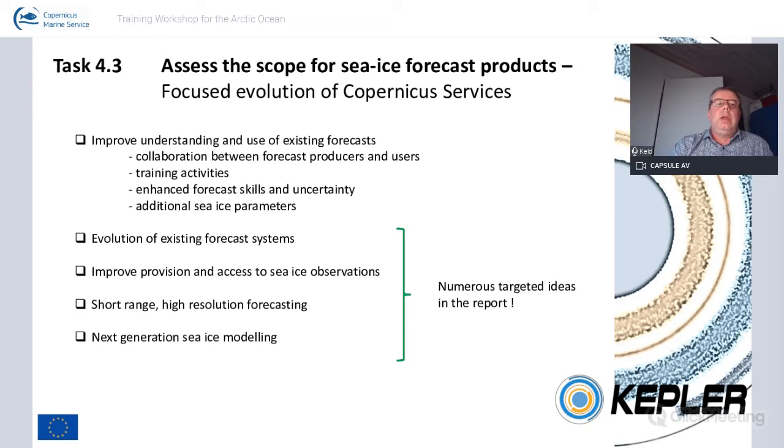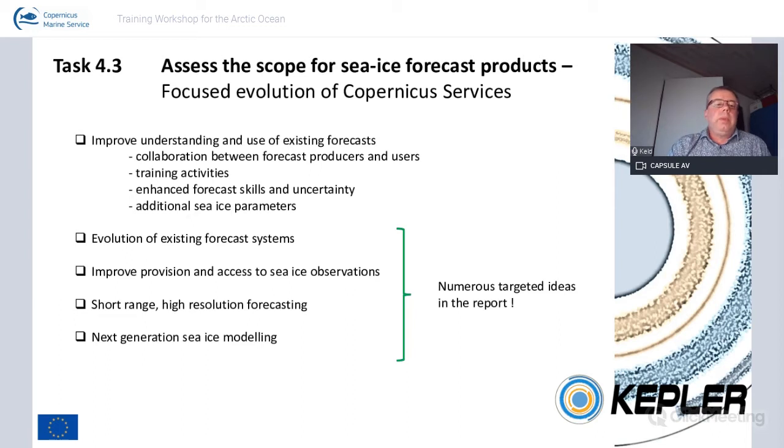And that should be understood in the focused evolution of Copernicus services in the long term, because we have a portfolio of forecasting products that are in many ways very, very good. So there's no need to throw that away, because there's lots of very solid ground to build on. Within the framework of the existing forecast, a lot can be done with the dialogue, with the training activities, and improving the different products within the existing systems.